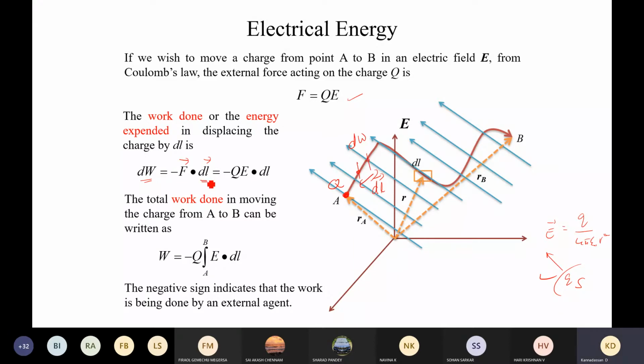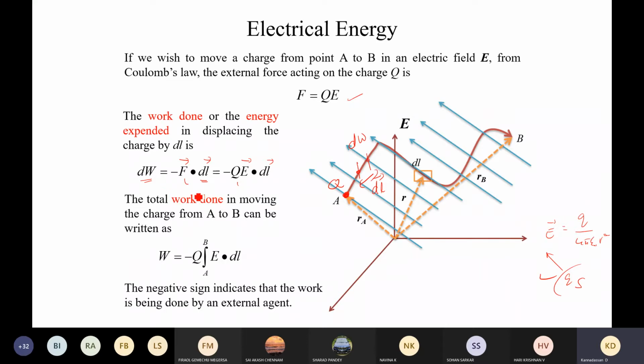So force into dl. This negative sign always indicates that the work is done by an external body. Let's say that we are physically moving the charge from here to here, so some external agent or external force is used to move it. That is what the negative sign indicates. And the force we have expanded as qE, where these two are vectors, and when we multiply them, the resulting scalar quantity will come. When we multiply with that, we will get the work done.